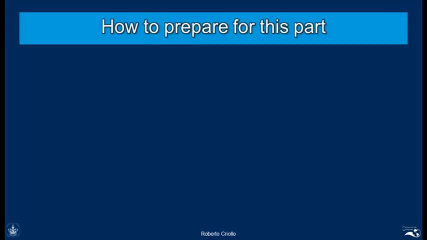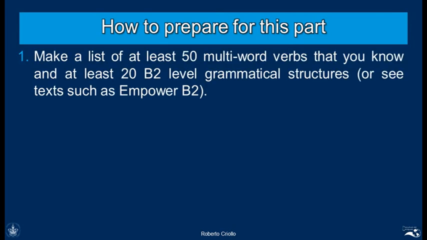Now again, how can I prepare for this part? What do you have to do to prepare for this part? First of all, my suggestion again is that you make a list of at least 50 multi-word verbs that you know. You can take them from your Empower B2, or you can take them from different sources. You can look them up. And then also a list of at least 20 B2 level grammatical structures.